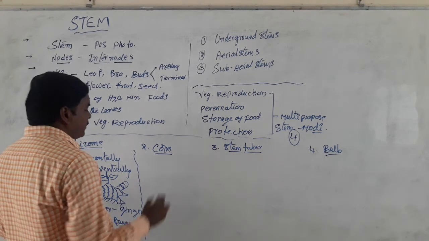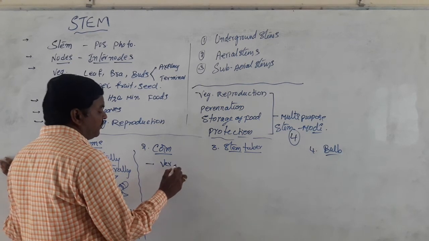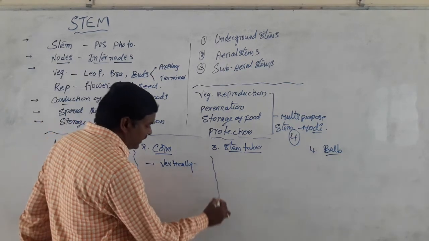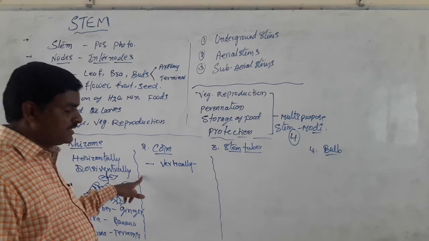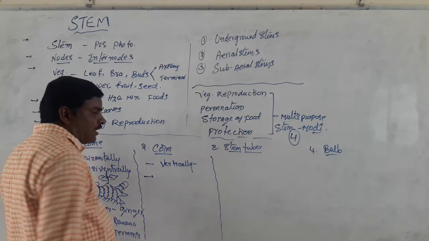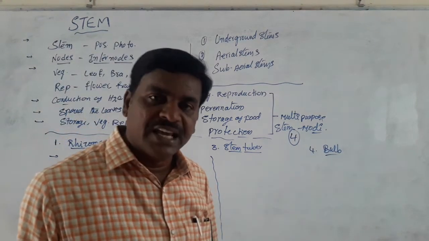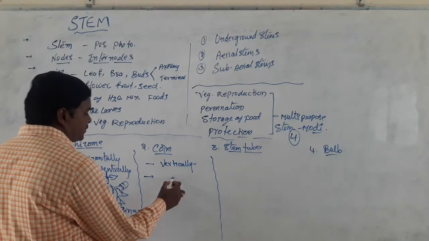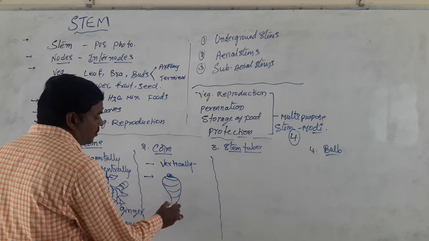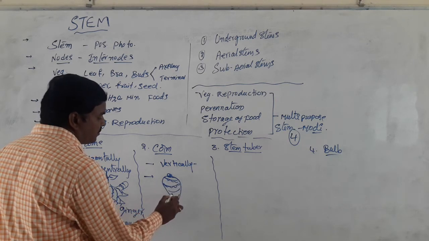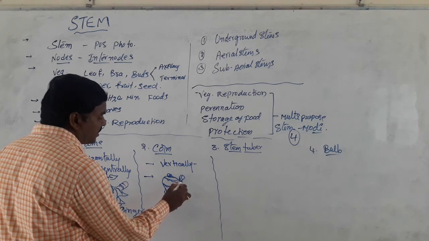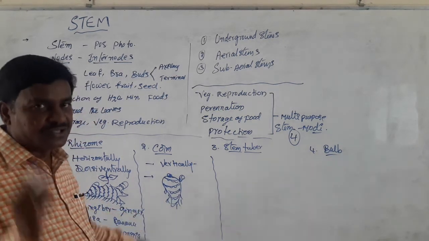Now coming to the second one, the vertically growing underground stem modification. What is it? This is corm. Here also nodes and internodes are there, and the nodes contain scale leaves. Adventitious roots are there. Daughter corms are also formed from axillary buds.